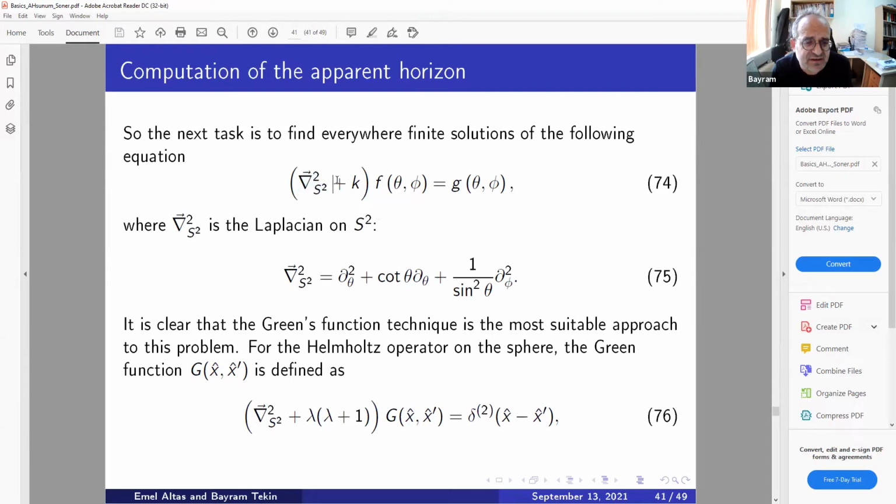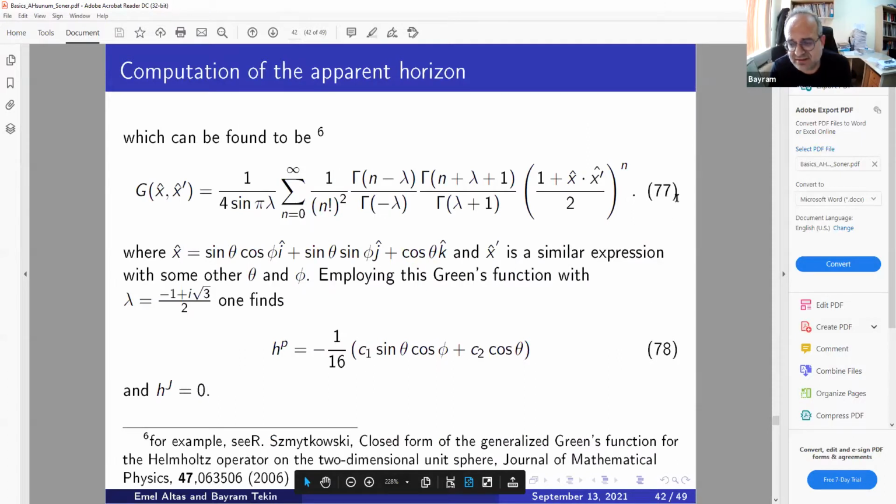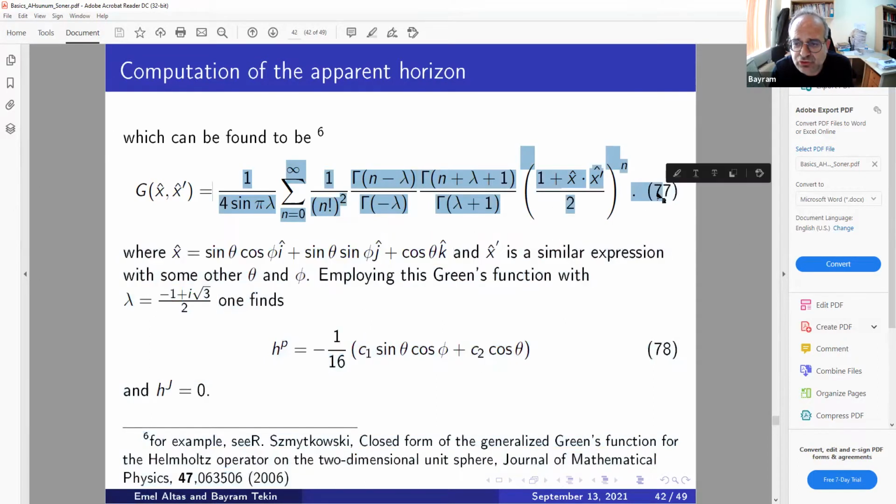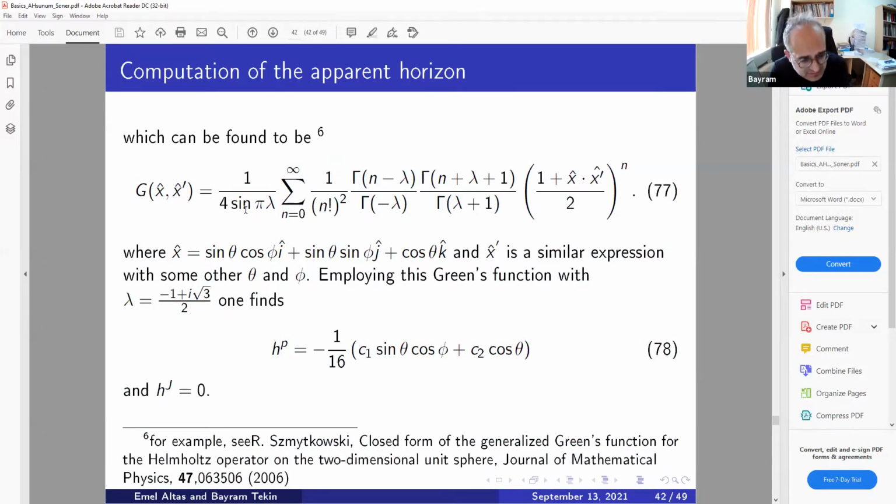Laplacian on the sphere plus the Helmholtz equation, equation 74. Okay, so the Laplacian on the sphere is given as 75. Now, what do you do? It's best if you use the Green's function technique, and basically it's not difficult. You can find the Green's function for the Helmholtz operator on the sphere, and it is this equation 77. It is the Green's function in this closed bounded space where x is this and x prime is another point, and this is the symmetric Green's function.